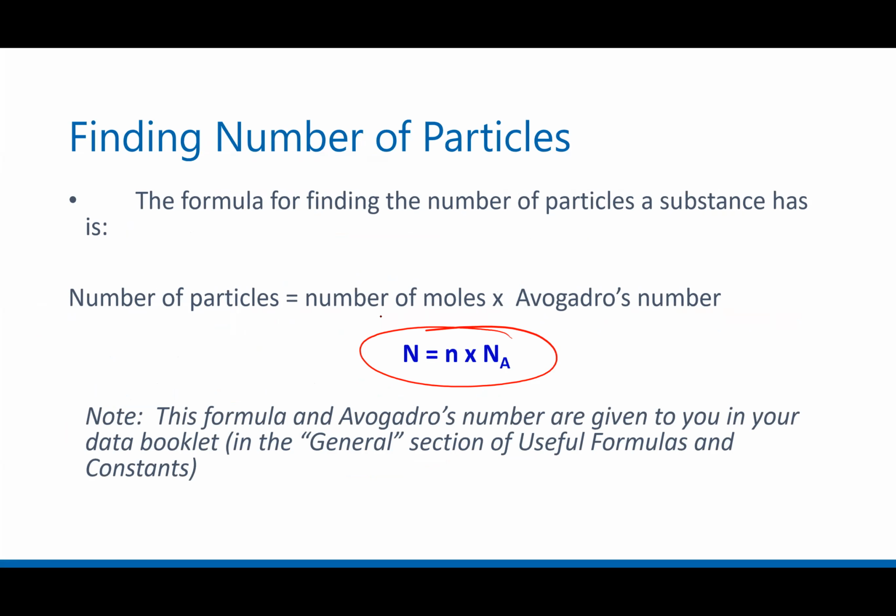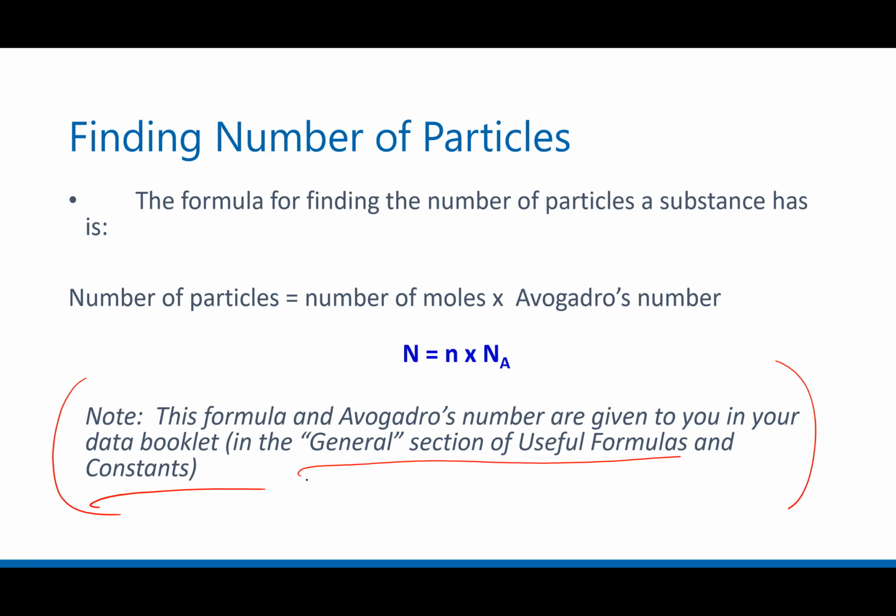The formula for finding the number of particles of a substance is, in the good old chemistry, nice and confusing, capital N equals little n times N_A. Now, look at that formula. There are 3 n's in that formula: uppercase N, lowercase n, and then an uppercase N with a subscript. The good news for you is this is in your data booklet. You don't, in this course, have to memorize the formulas or constants for equations. So this is in your data booklet.